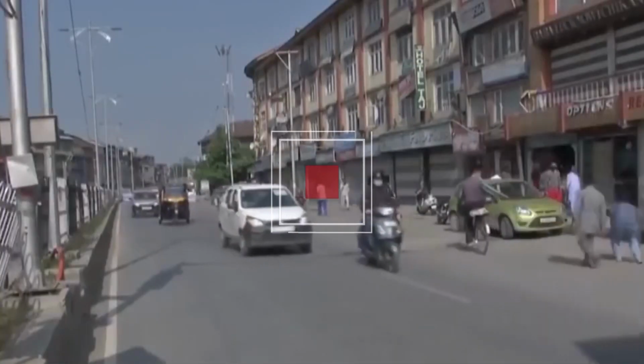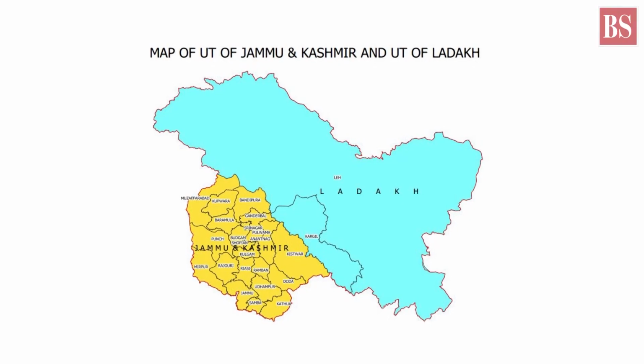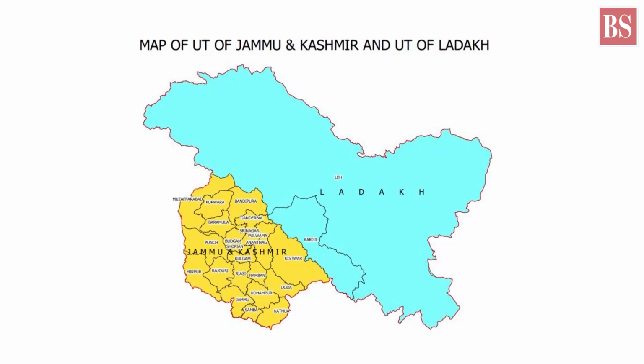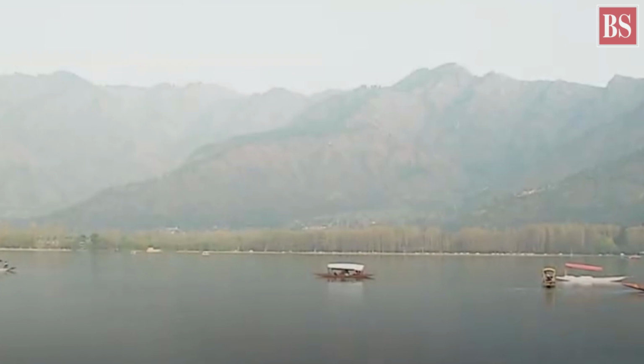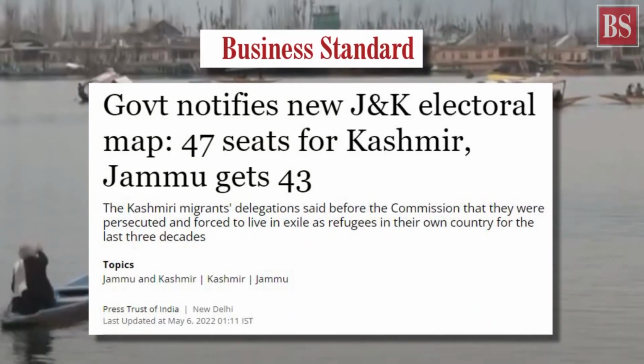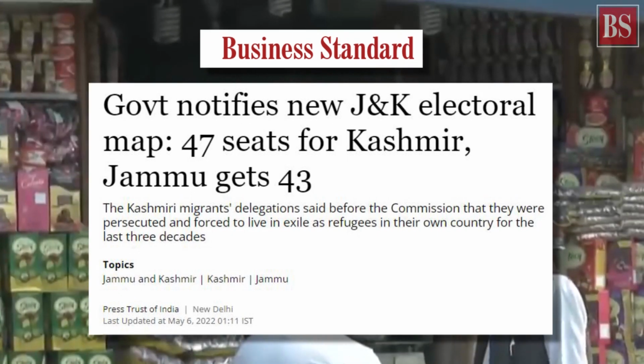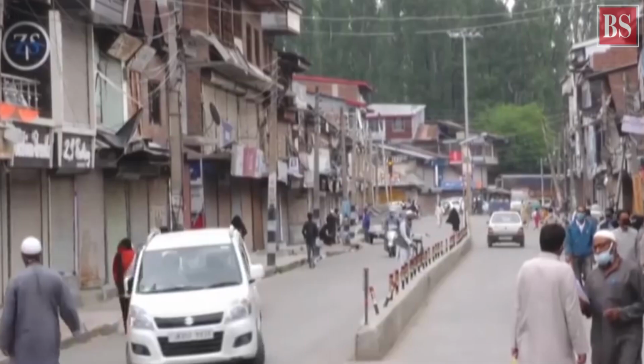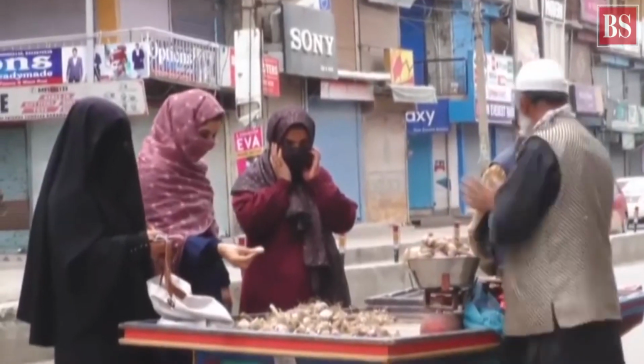Earlier in May, as it redrew Jammu and Kashmir's electoral map, the government's 3-member Delimitation Commission recommended creation of 6 assembly constituencies in Jammu and 1 in Kashmir. With this, there will be 47 assembly segments in the Kashmir division and 43 in Jammu. So, there are 90 assembly seats in J&K, up from 83 earlier.